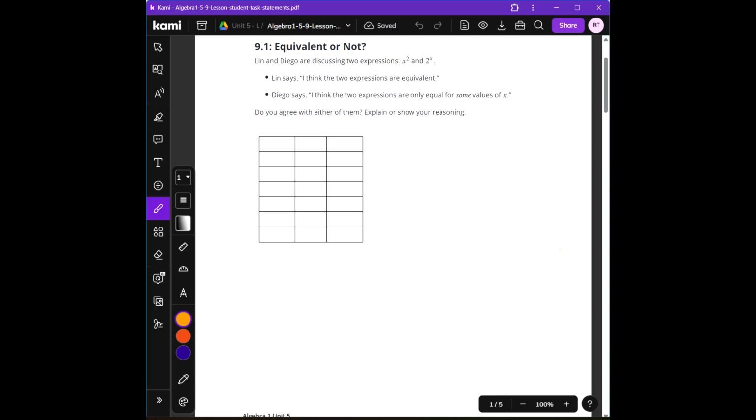Another one would be feet and inches, right? It takes 12 inches to make a foot. And so those are equivalent. They are not equal. So it's kind of important to understand that definition first.